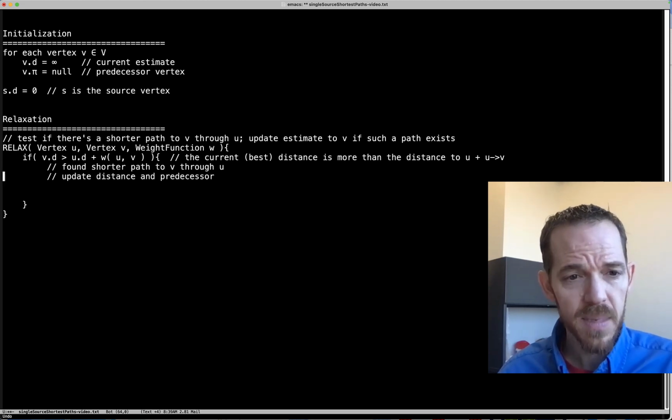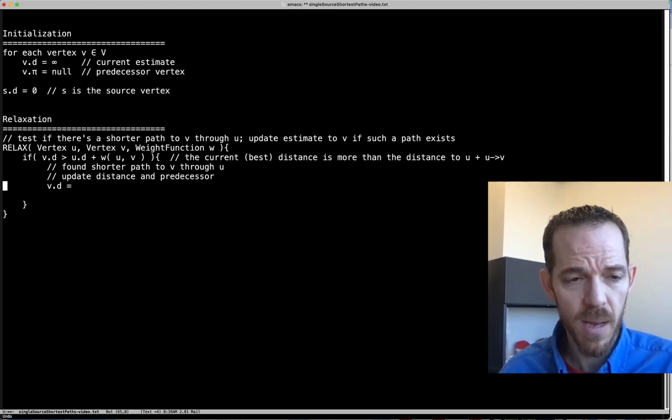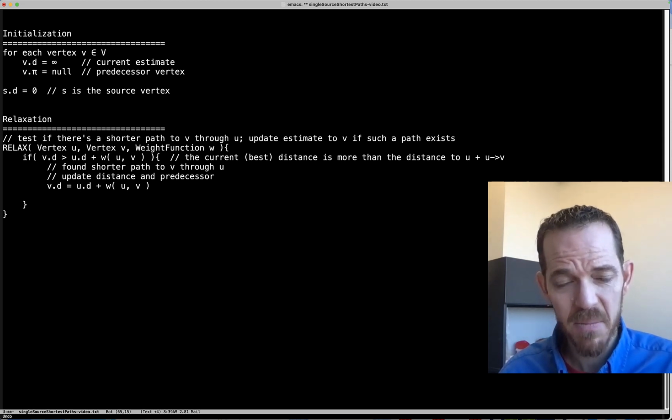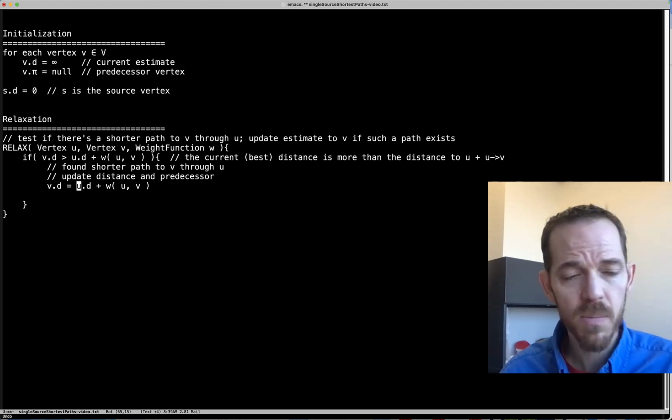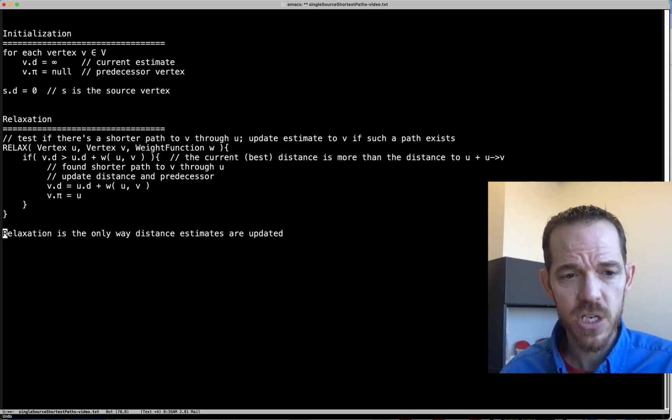And we need to update the distance and predecessor to reflect this. So we update the distance to V by using basically the same approach: the distance to U plus the weight of the edge. And then we update the predecessor to be U. What's interesting in these three algorithms is that relaxation is the only way distance estimates are updated.